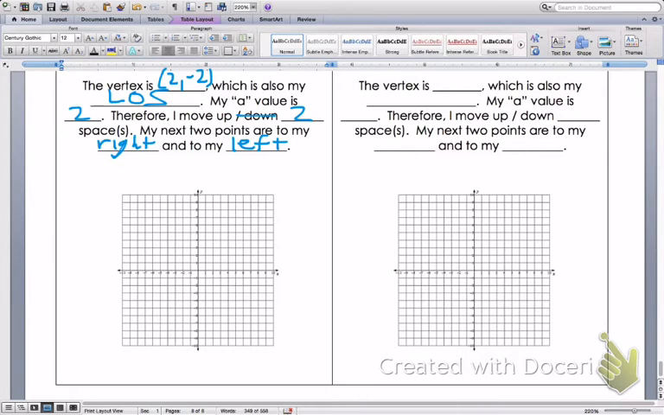So first thing is I'm going to go ahead and graph my vertex. So 2 to the right and 2 down. There's the vertex right there. Then I'm going to move 2 units up, and I'm going to go 1 unit to the right and 1 unit to the left. And then I'm going to go ahead and connect this. So once you have the vertex, it's pretty easy to graph a parabola. Just use your a value. So let's go ahead and do the next one.